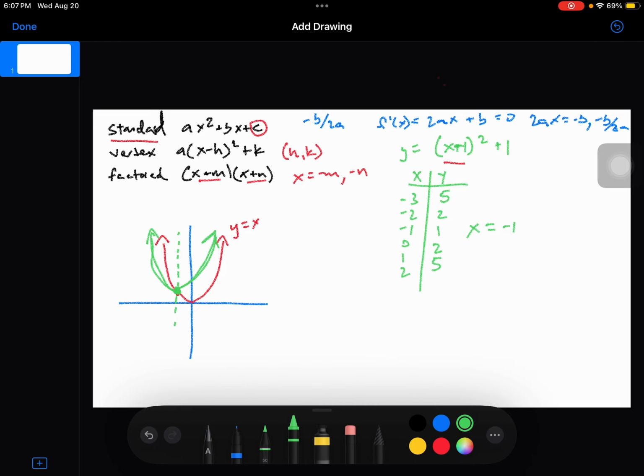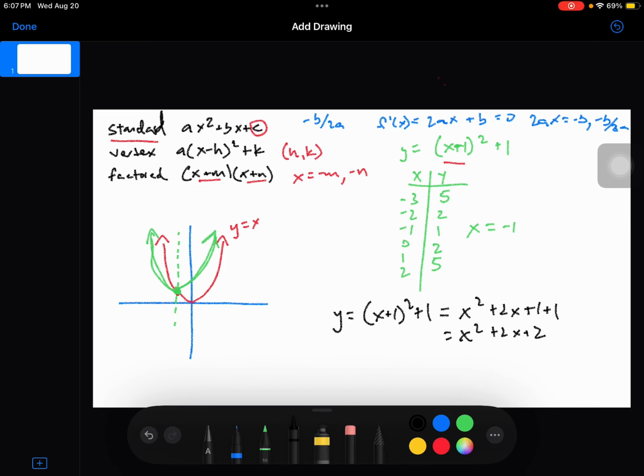If we took that y equals (x plus 1) squared plus 1, that vertex form, and we turned it into standard form, we would get x squared plus 2x plus 1 plus 1, or x squared plus 2x plus 2. We couldn't factor that.